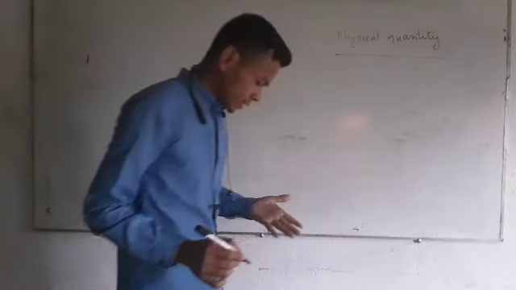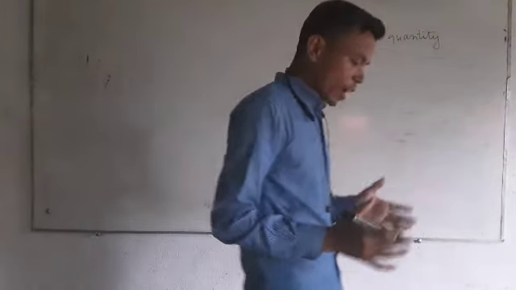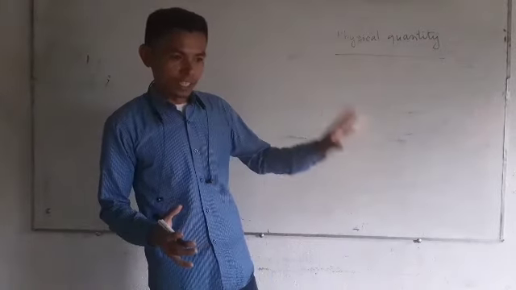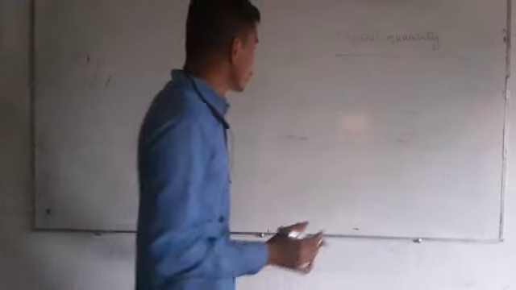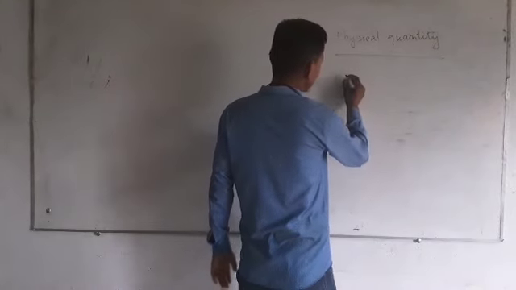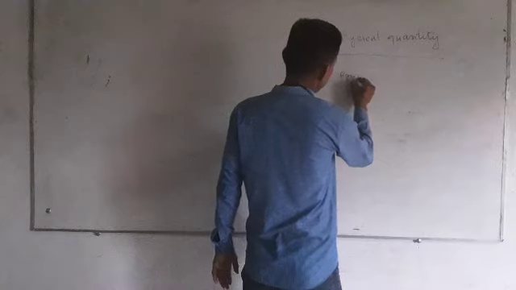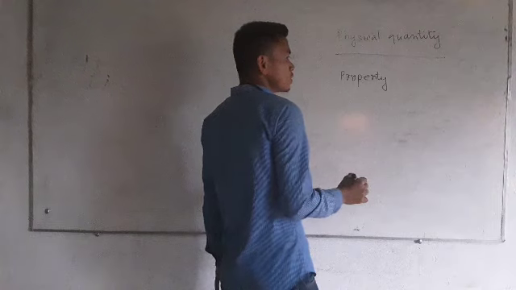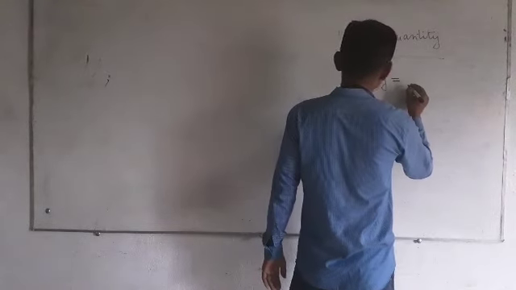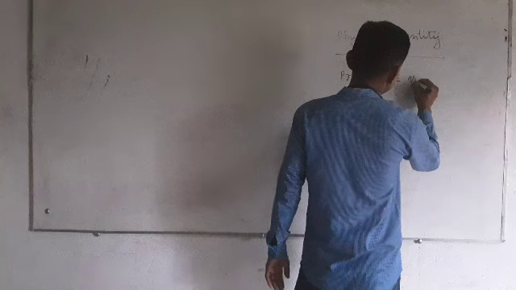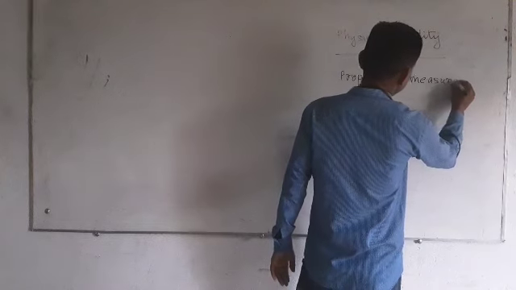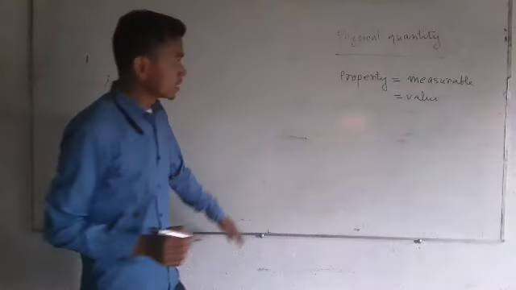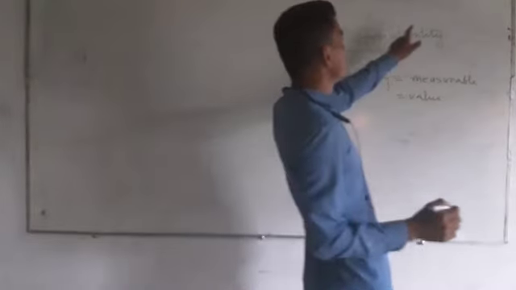A physical quantity is a property of an object in the universe that we can measure and give a value of it. To be a physical quantity, a property has to satisfy two features. First one is it has to be measurable, and a value should be there after measuring it. Then that kind of quantity or property is known as physical quantity.